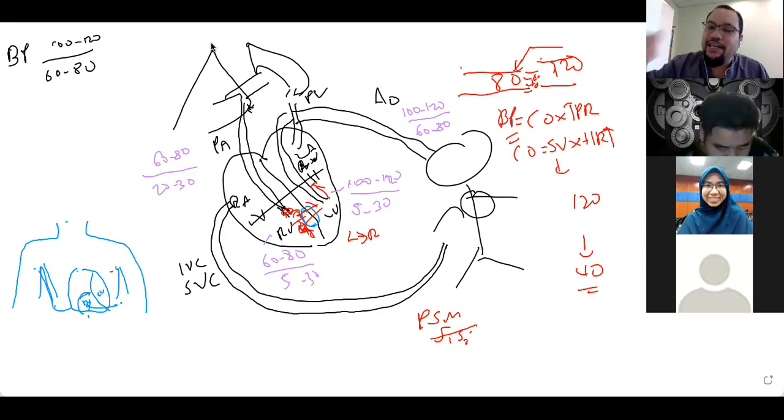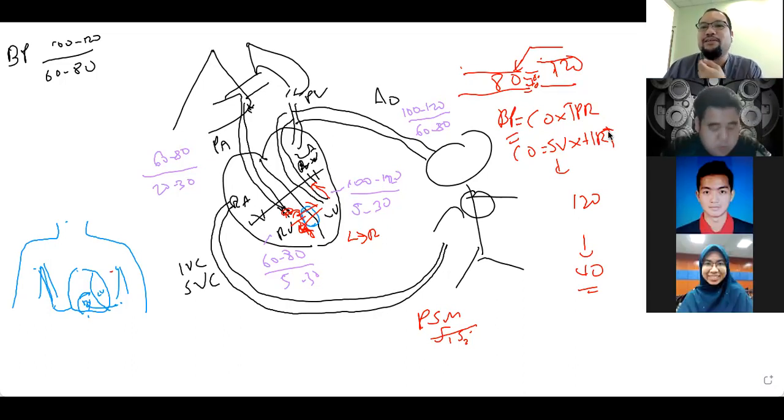So, dia akan increasekan the stroke volume untuk maintain the blood pressure. Lagi problem, dia akan naikkan dia punya heart rate. Sebab itu, tachycardia is among the complication, among signs of problem kan, is tachycardia. Sebab apa? Nak maintain blood pressure. So, nak maintain 120, dia akan increasekan heart rate. Dia akan increasekan stroke volume.